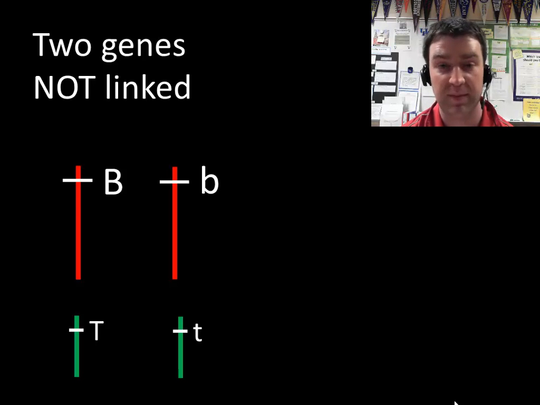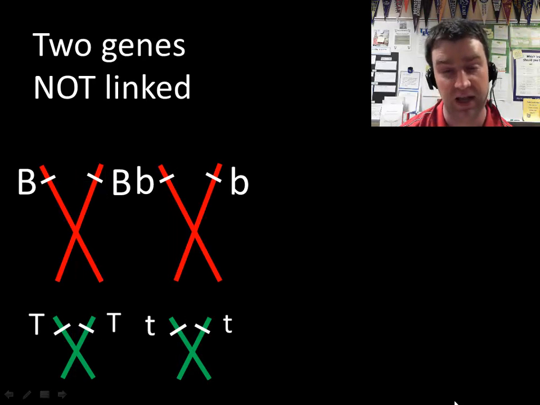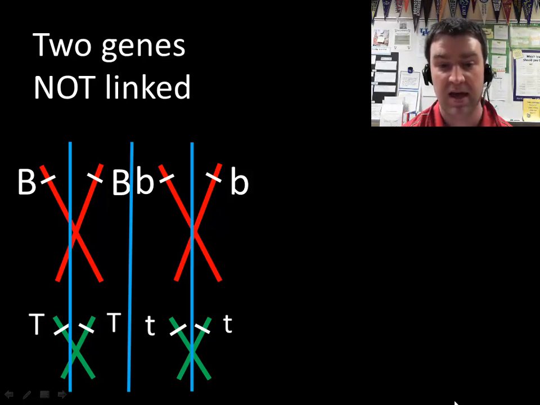So what if we had a doubly heterozygous parent, big B, little b, big T, little t? Then their DNA might look like this. In interphase, the DNA gets copied. They might line up like this in meiosis 1 to be split and to make gametes. And if you imagine that each one of those columns is a gamete, then you could have the big B with the big T and the little b with the little t in gametes.